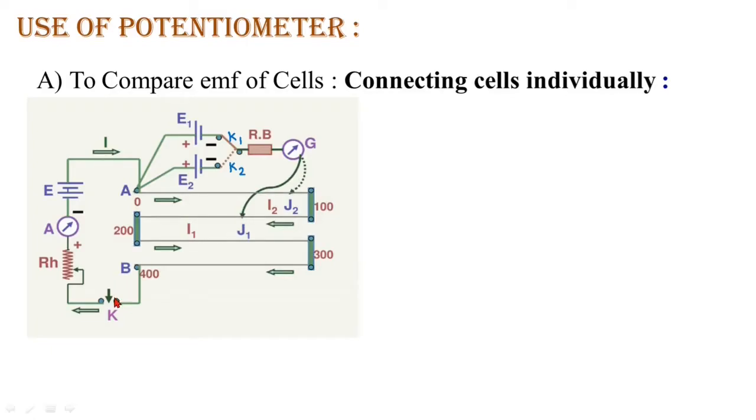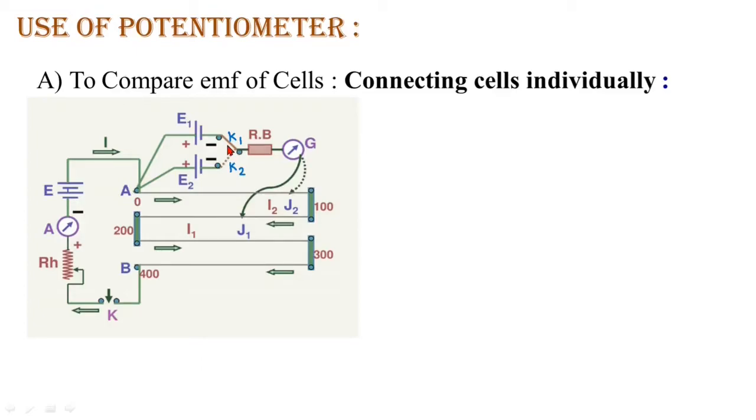Key K is closed, the constant current is flowing through the circuit. Then key K1 is closed and key K2 is kept open. When key K1 is closed, the cell having EMF E1 is in the circuit, and as K2 is kept open, the cell having EMF E2 is out of circuit. That means using this two-way key, we can bring one cell at a time in the circuit.